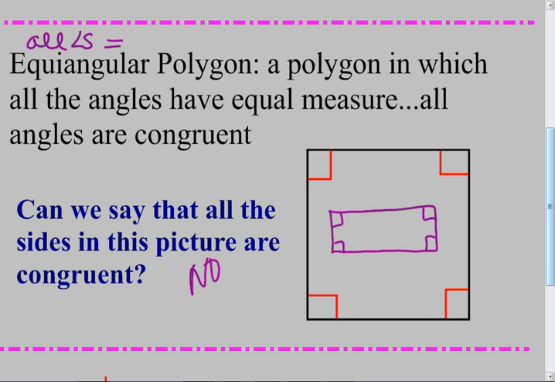I wanted you to realize equiangular does not necessarily mean it's equilateral. And I put mine inside my square. That is not equal. It's equiangular, but it's not equilateral. So this is just to confuse you, I think. Almost done.